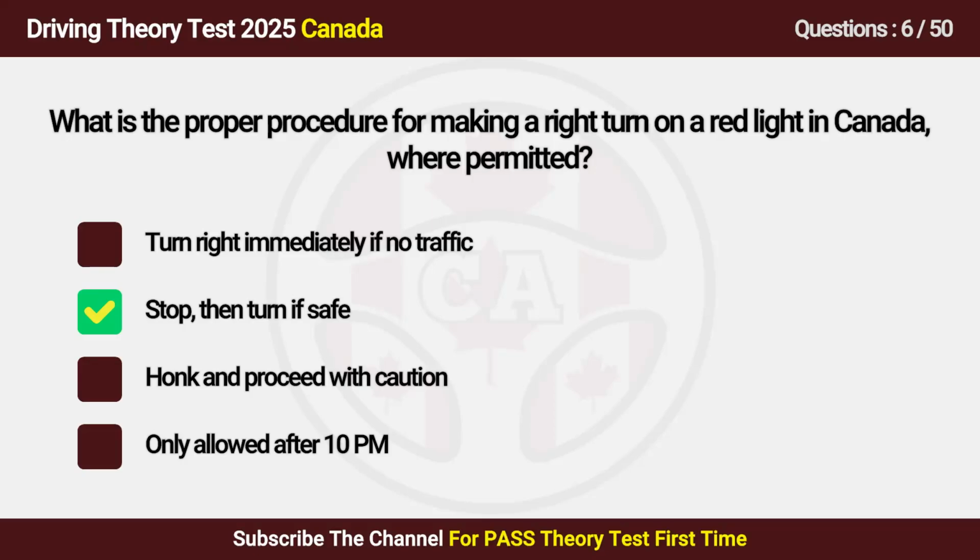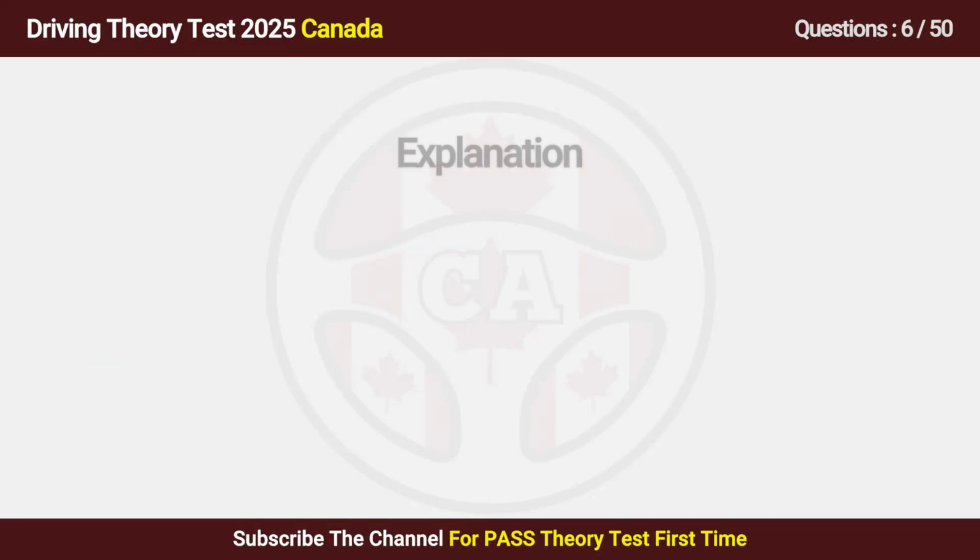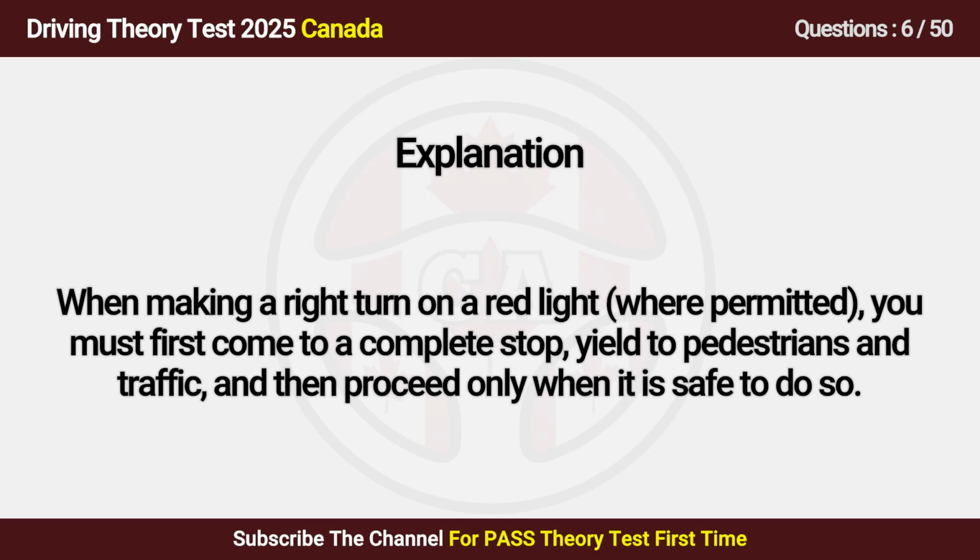Answer is B. Stop, then turn if safe. When making a right turn on a red light where permitted, you must first come to a complete stop, yield to pedestrians and traffic, and then proceed only when it is safe to do so.